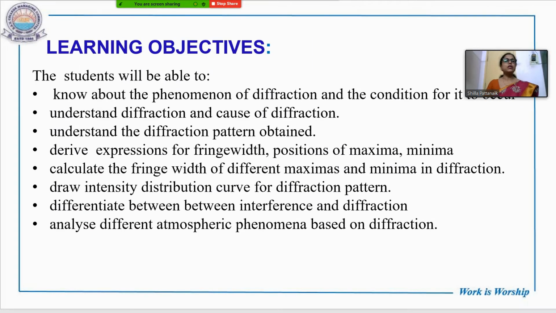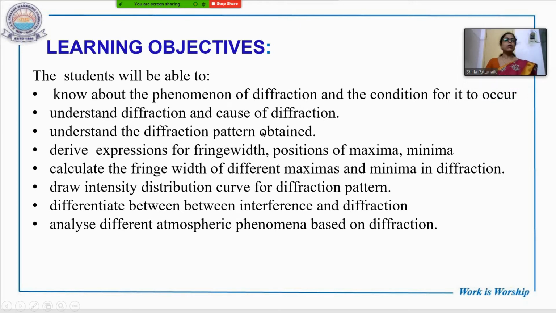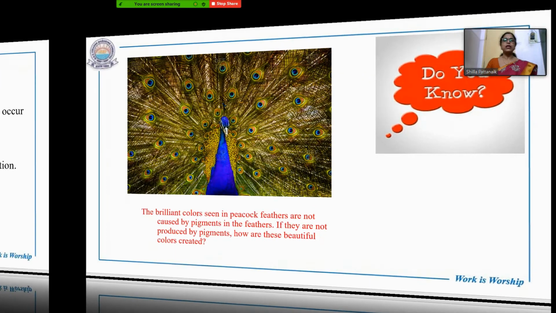And in this chapter, what will you learn? What are your learning objectives? You will know about diffraction and the condition for diffraction to occur. You will understand the cause of diffraction and the diffraction pattern. You will derive the expression for fringe width and the positions of maxima and minima. You will be able to calculate the fringe width of different maxima and minima in diffraction, draw the intensity distribution curve, differentiate between interference and diffraction, and finally analyze different atmospheric phenomena based on diffraction. All these things we will complete in this class today.